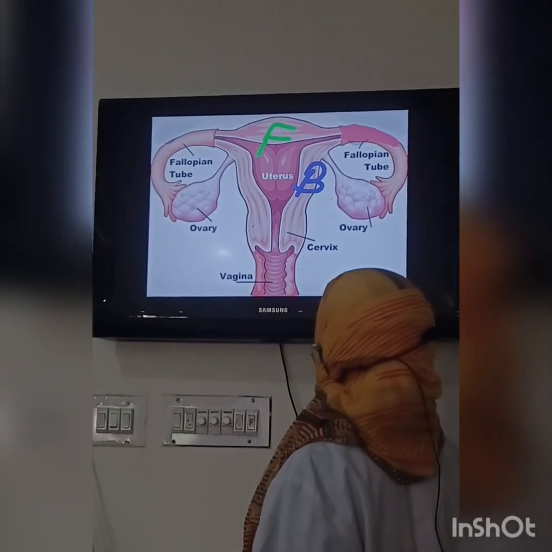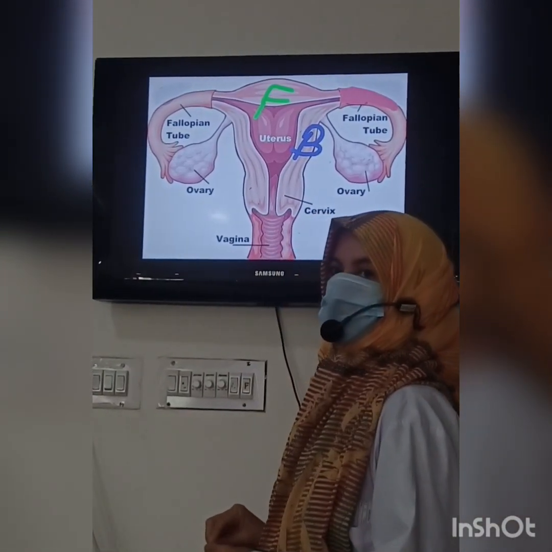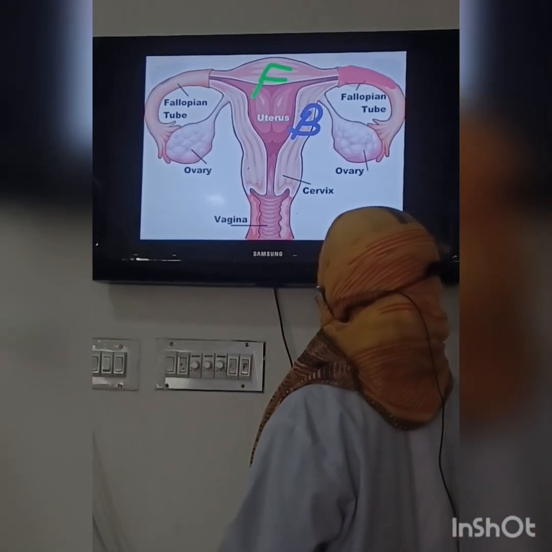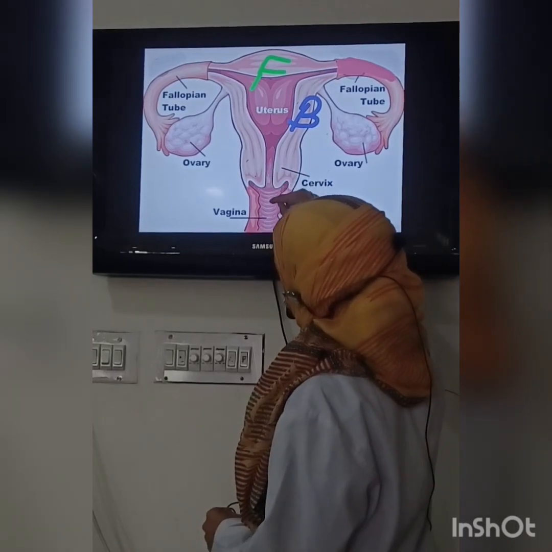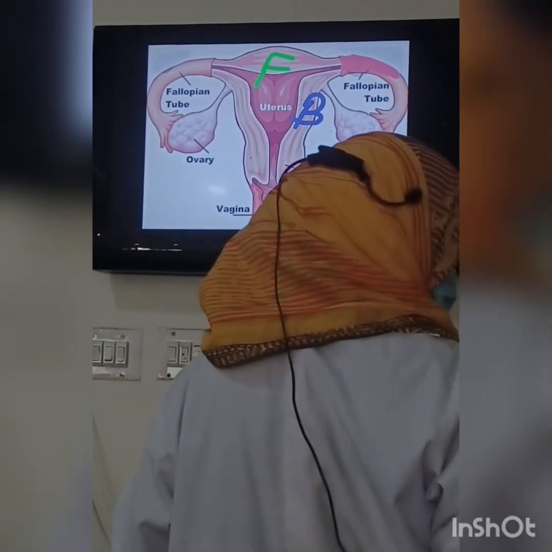It has got the internal os that communicates with the isthmus, or you can say with the body, and the external os, which is entering into the vaginal wall, right? So this is how you see this pear-shaped organ.